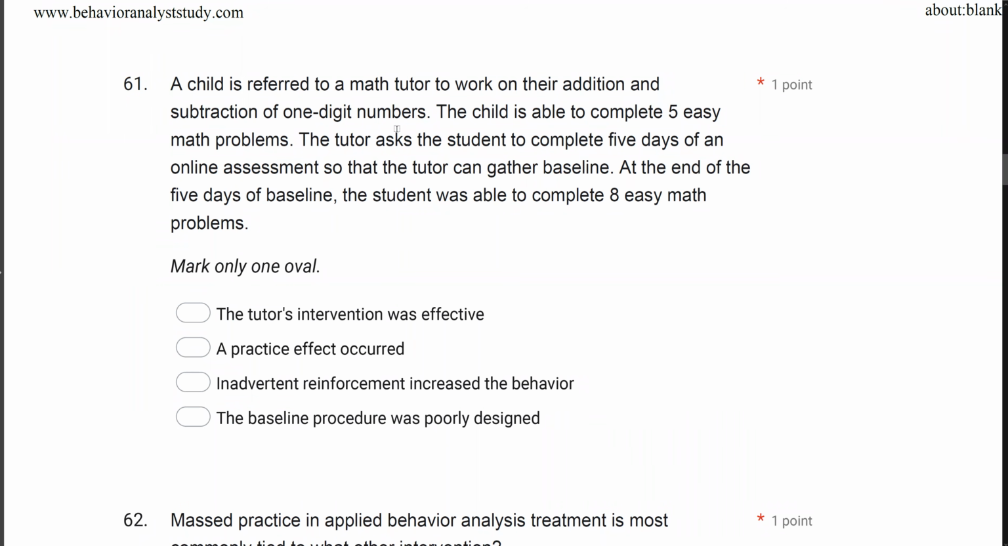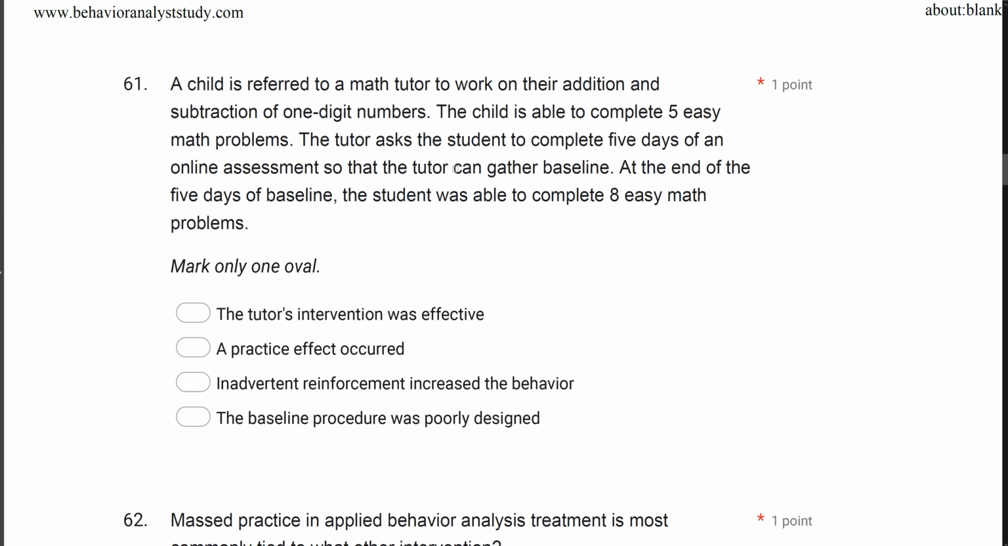61. A child is referred to a math tutor to work on their addition and subtraction of one-digit numbers. The child is able to complete 5 easy math problems. The tutor asks the student to complete 5 days of an online assessment so that the tutor can gather baseline. At the end of the 5 days of baseline, the student was able to complete 8 easy math problems. Now, there's no question prompt. That's okay. Let's just break down the question and then go from there.